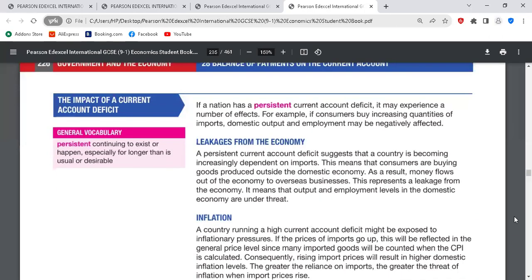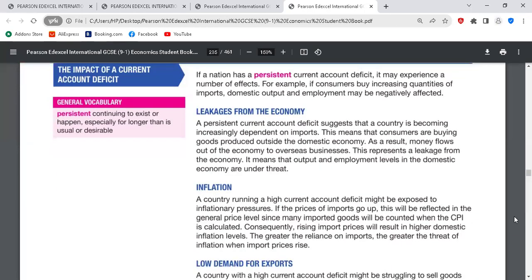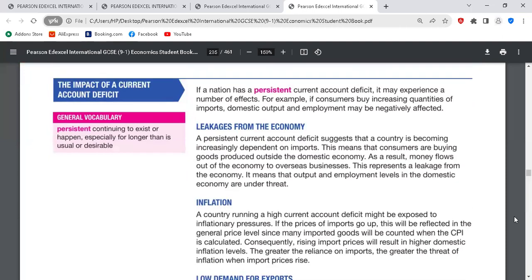The impact of a current account deficit. If there is a deficit, how does it affect the economy? If a nation has a persistent current account deficit, it may experience a number of effects, such as, for example, if consumers buy increasing quantities of imports, domestic output and employment will be negatively affected. So if we are having a current account deficit, it means that we are doing more of imports. And if we are doing more of imports, it means we are not buying our domestic products. But not patronizing our domestic businesses would mean that domestic jobs will be lost. That is the point they are making here.